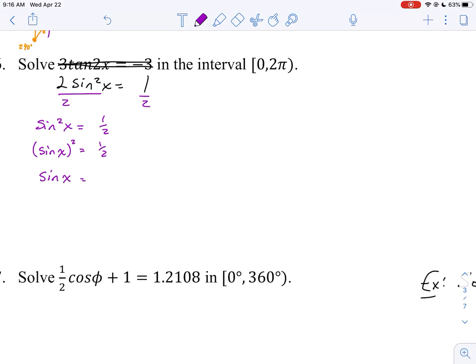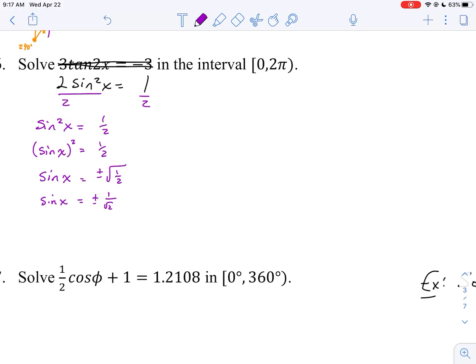Now, when we take the square root of both sides, we're going to get plus or minus the square root of 1/2, which is really plus or minus, you can square root the top and the bottom, 1 over the square root of 2. Now, this plus or minus is important because if I take a negative and I square it, I'm going to get a positive. It's also going to give us 4 solutions from 0 to 2 pi instead of just 2.